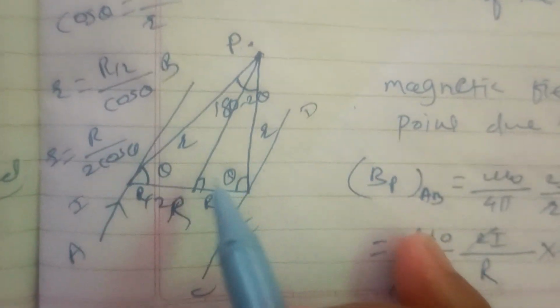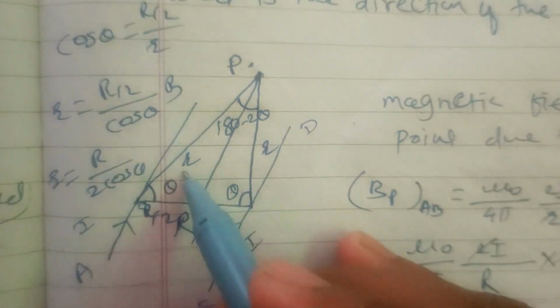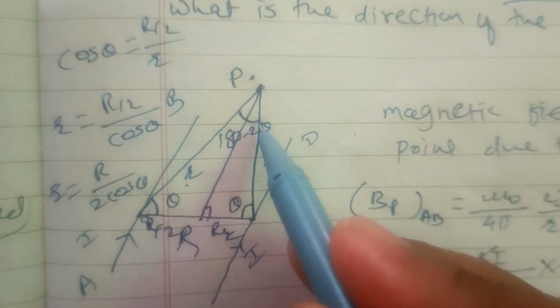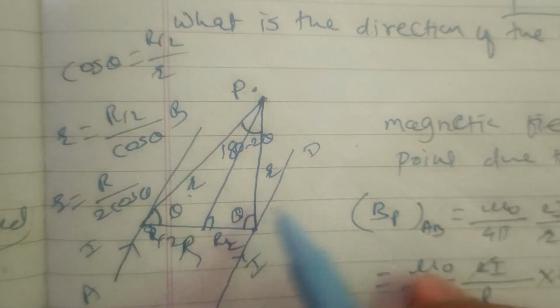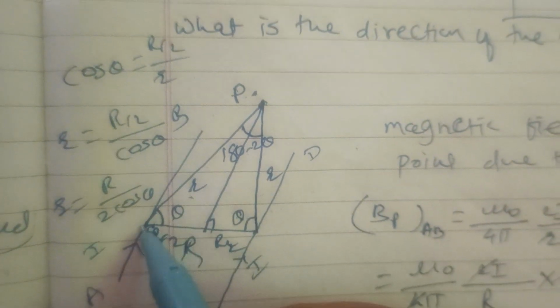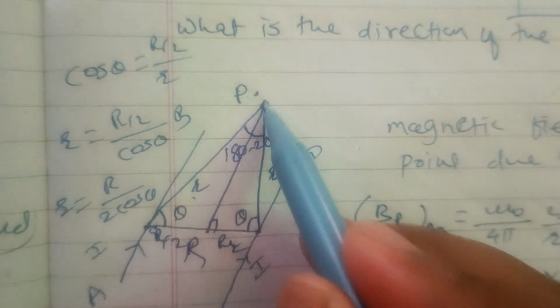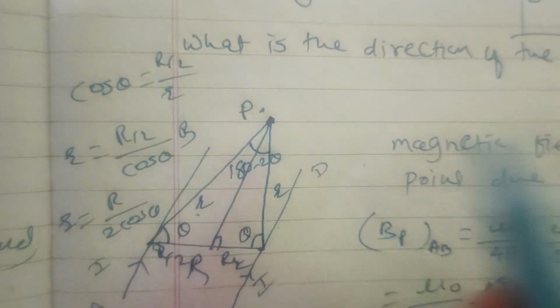The distance from wire AB is r and from CD is also r, so that is the same. This is angle θ, and this is angle θ, so the conditions are the same. Whatever magnetic field applies here, the same applies here also.